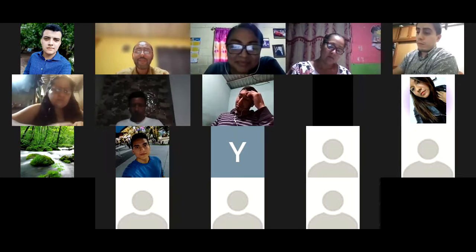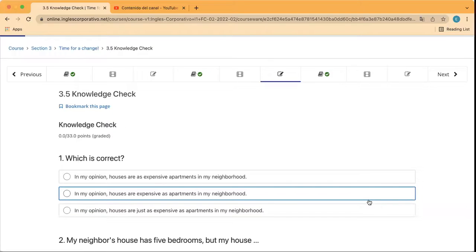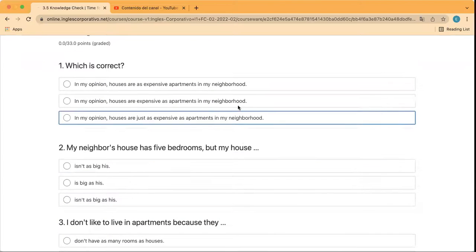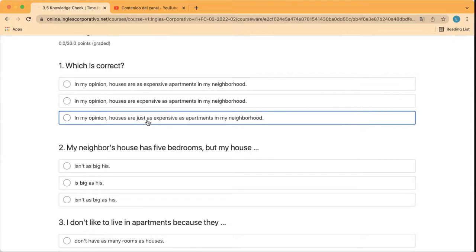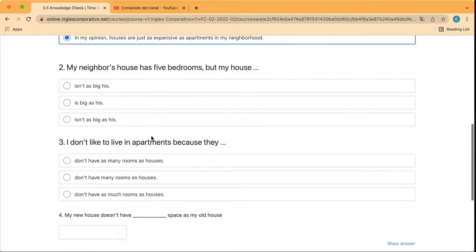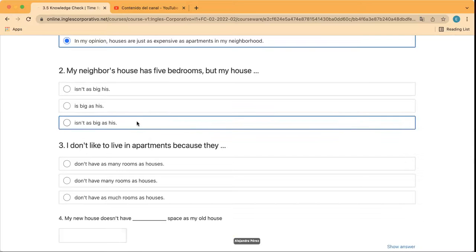Okay, so let's try a little exercise and see if we understand how to use these. Look at number one and number two. What is the correct answer for number one? The first one. The first one, number one. No, number three, sorry, the third one. Good, Miguel, thank you. Okay, what about number two? The last, the third one. Number three, teacher. Okay.